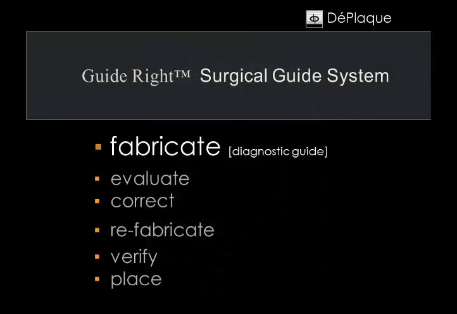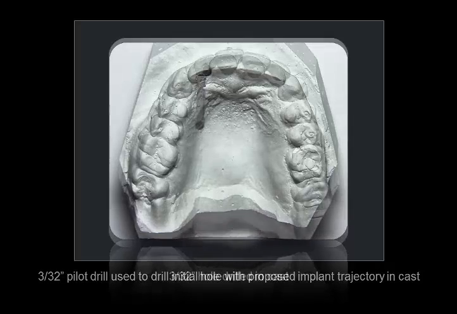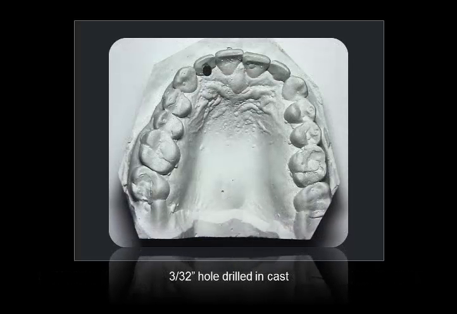The first step in the GuideRight protocol is to take an impression and fabricate a diagnostic guide. A hole was drilled in the cast in the cingulum with a 3/32 drill. The long axis of the hole represents the planned implant trajectory. The diagnostic guide can be placed without removing the tooth.